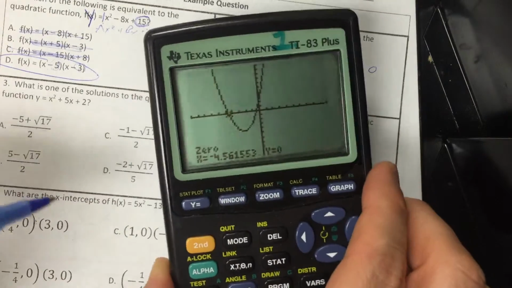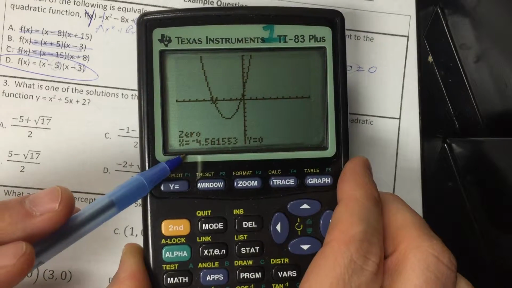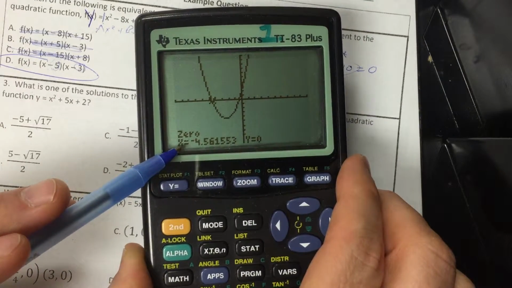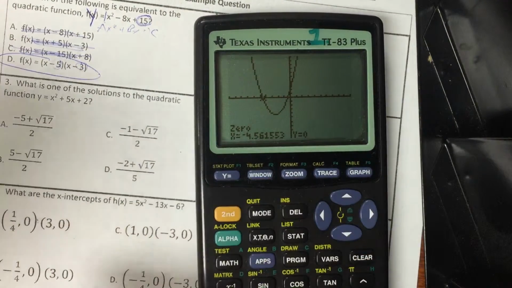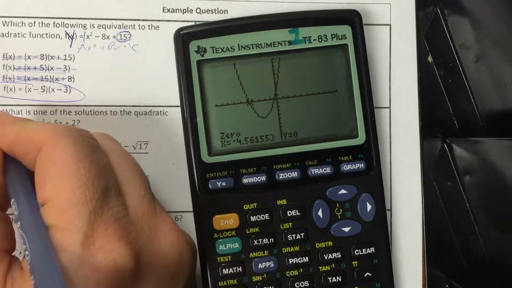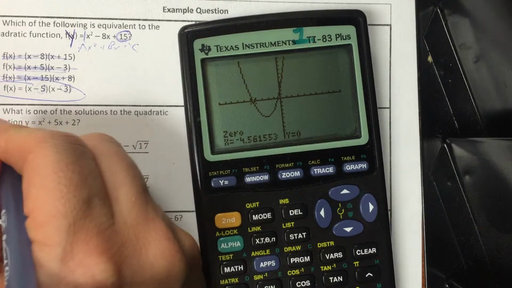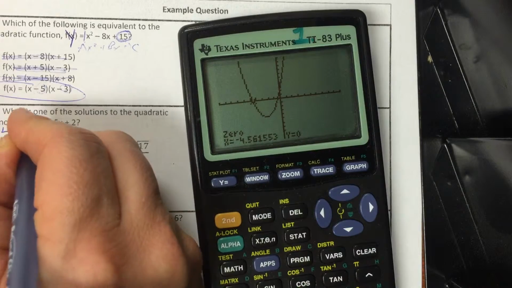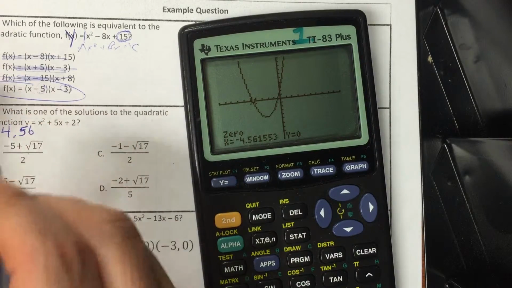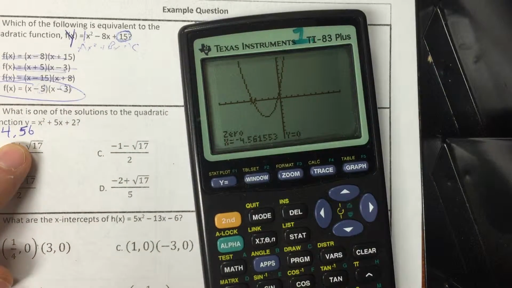You get this weird, crazy, scary looking number answer. But it's not scary because you didn't have to do anything to get it except put it in the calculator. I'm going to write down as much of that as I care to, negative 4.56 or so. Negative 4.56. I think that's good enough for me. That's one of the roots. One of the answers.